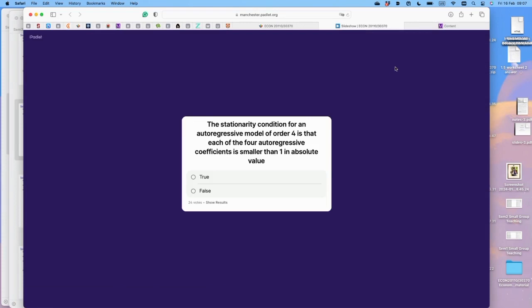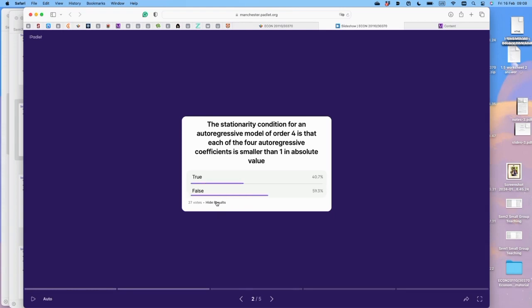Now, let's look at the first statement together. Here we have that the stationarity condition for an AR model of order 4 is that each of the 4 autoregressive coefficients is smaller than 1 in absolute value. So what it's saying is that we require alpha 1 to be smaller than 1 in absolute value, same for alpha 2, alpha 3, and alpha 4. Based on what we discussed on the higher order AR model, do you think this is correct or wrong?